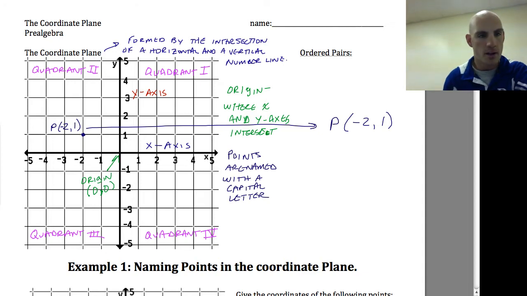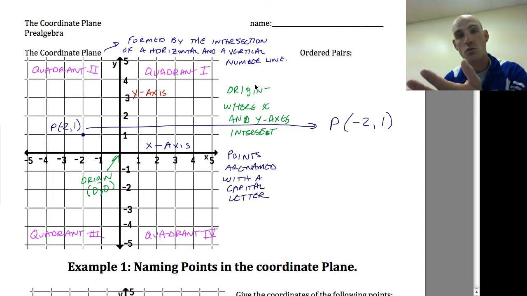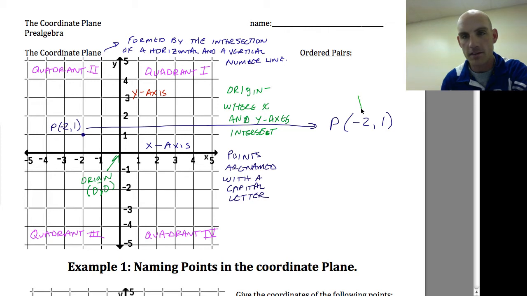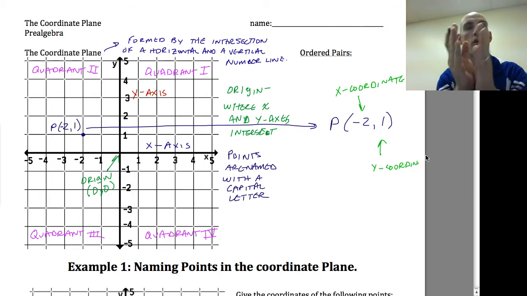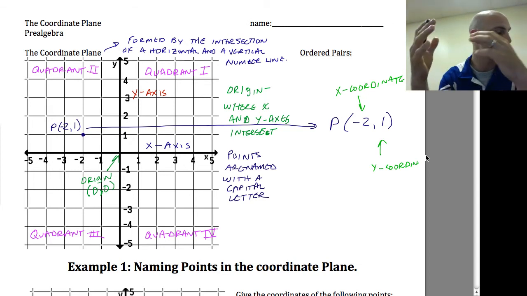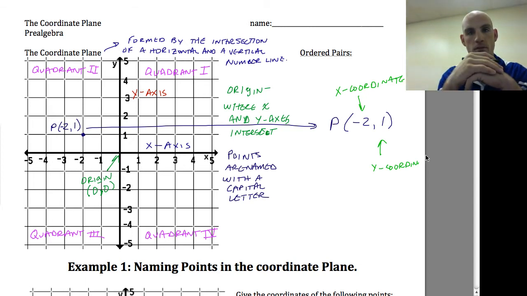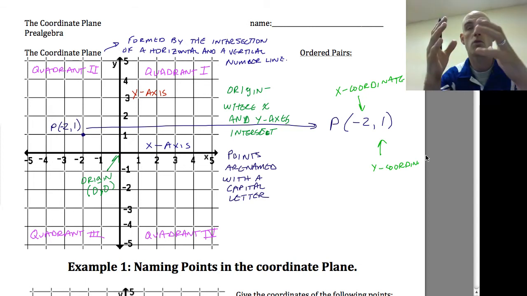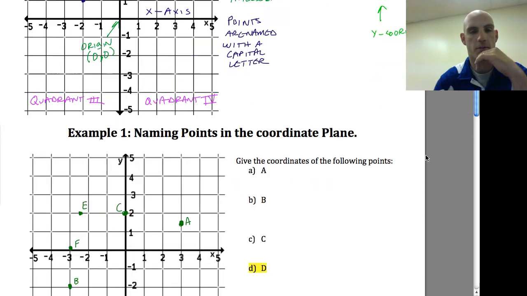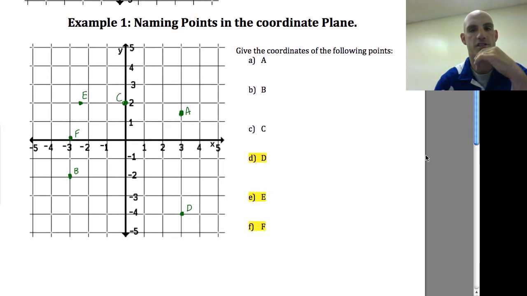In general, what happens is we name it with an x coordinate and a y coordinate. Well, this is the x coordinate, and this is the y coordinate. They have to go in that order. They go in alphabetical order. So it's an X, Y pair. That's the basics of the coordinate plane. So let's go down here a little bit and talk about naming points in the coordinate plane.